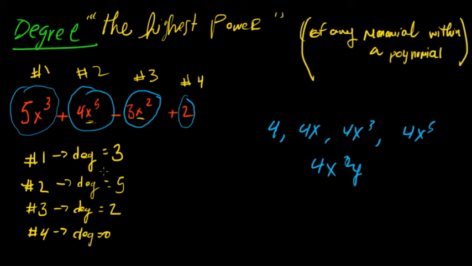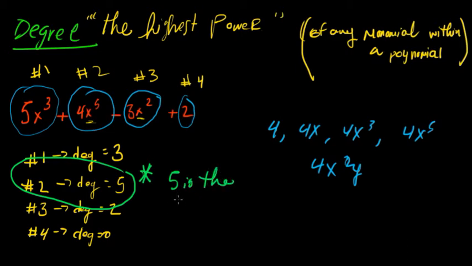It's 5. So what do we say? So we say 5 is the degree of this here polynomial. It's the degree of the polynomial. Why is it the degree? Because it's the highest power. There's no other power in this polynomial that's larger than 5. Okay? All right, hope you guys understand that example.